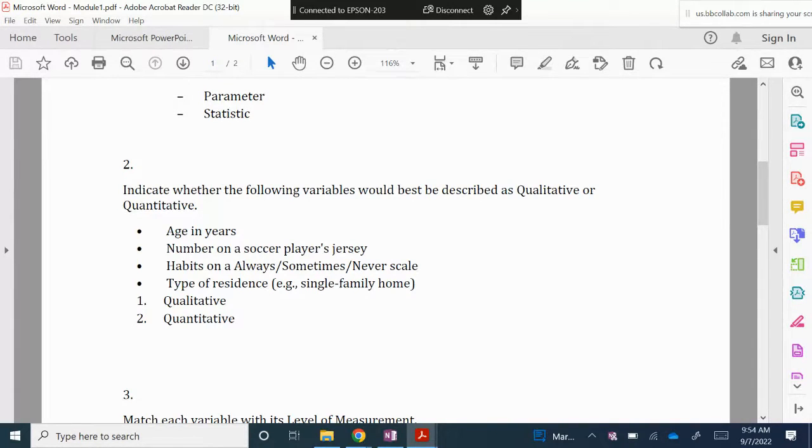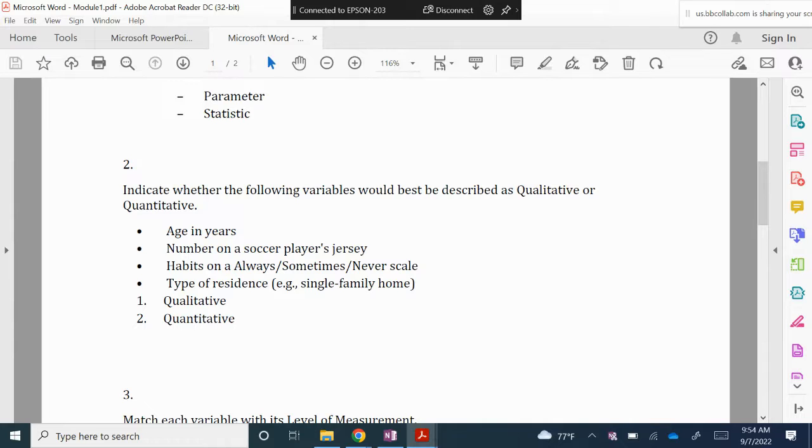All right, the next one. Habits on an always, sometimes, and never scale: qualitative. All right, type of residence. A single-family home would be how many families? One. A multi-family home, I guess that would be how many families stay in the house. If it's a two-family home, that would be 2, or 3 families. So would this be qualitative or quantitative? Quantitative.